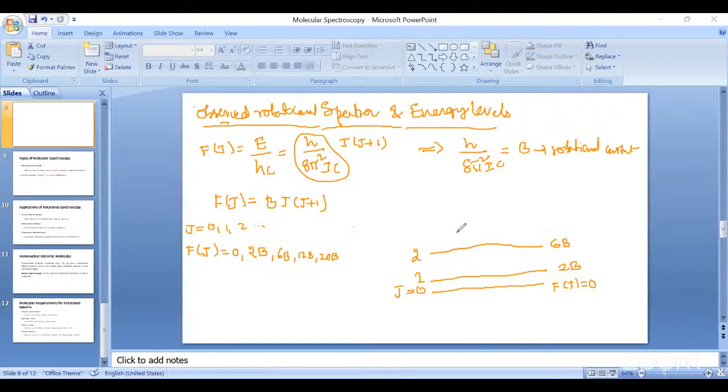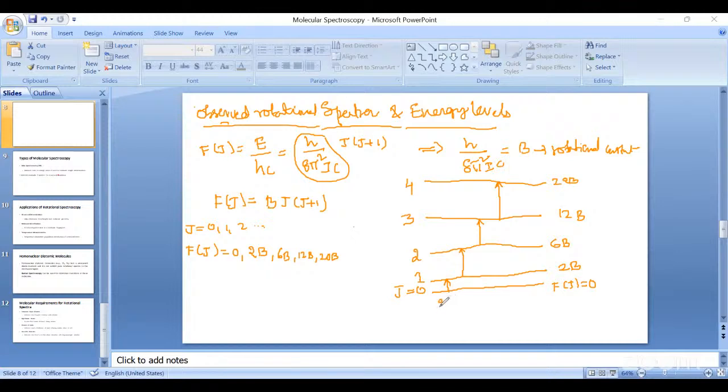That means the distance is increasing. When J is 3, you get 12B, and when J is 4, you get 20B. Likewise, you get different values. So this is the 0 to 1 level, this is from 2 to 6, that is 1 to 2, next we have 2 to 3, and next from 3 to 4.